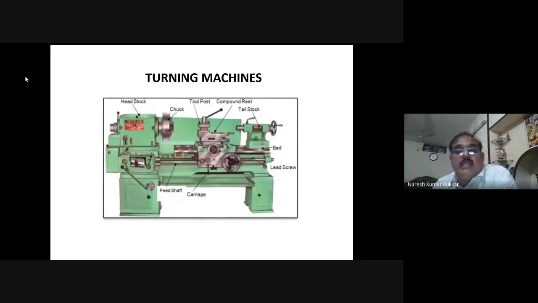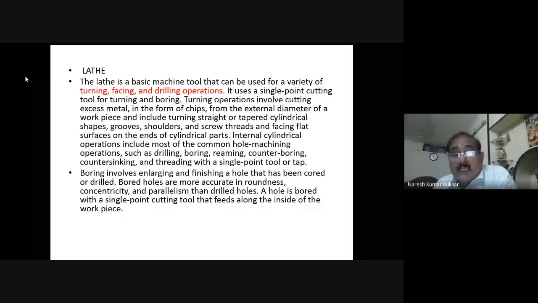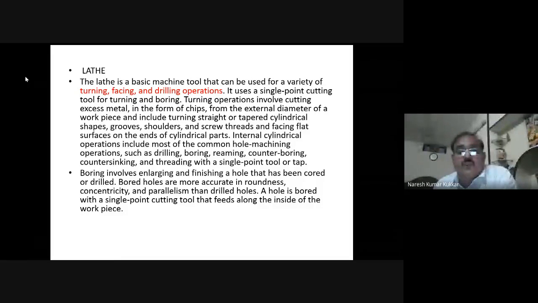The lathe is a basic machine tool that can be used for a variety of turning, facing, and drilling operations. It uses a single point cutting tool for turning and boring. Turning operations involve cutting excess metal in the form of chips from the external diameter of the workpiece. Usually for making shafts, long pieces are used. Turning includes straight or tapered cylindrical shapes, grooves, shoulders, and screw threads. Even screw threads you can create in lathes, and facing a flat surface on the end of cylindrical parts.